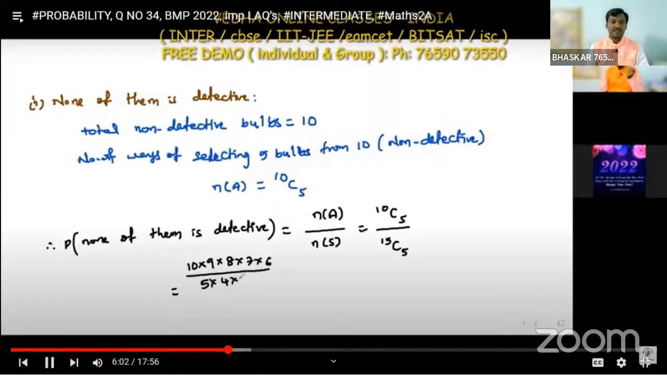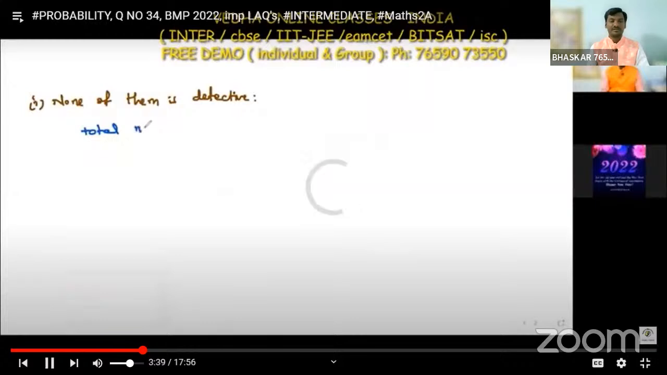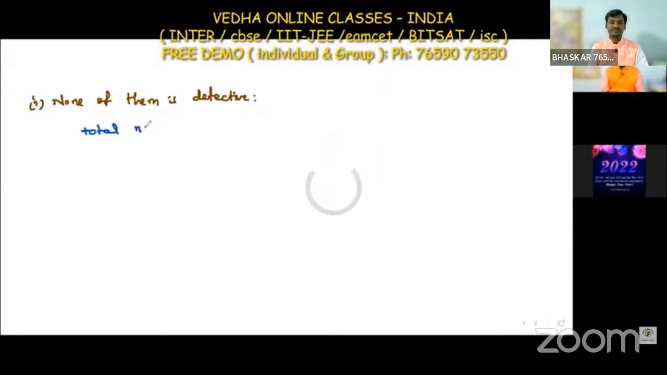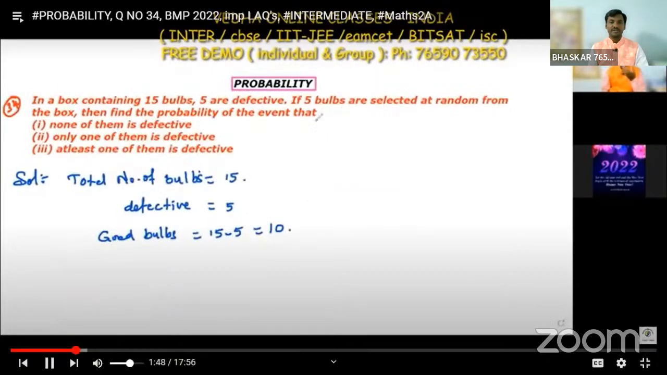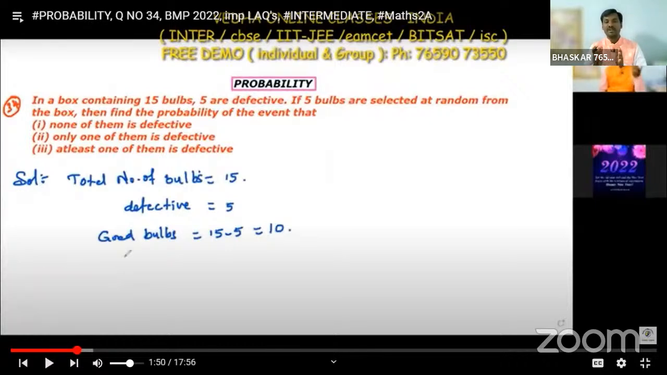Once we look at the question: in a box containing 15 bulbs, 5 are defective. If 5 bulbs are selected at random from the box, then find the probability of the event that none of them is defective, only one of them is defective, at least one of them is defective.